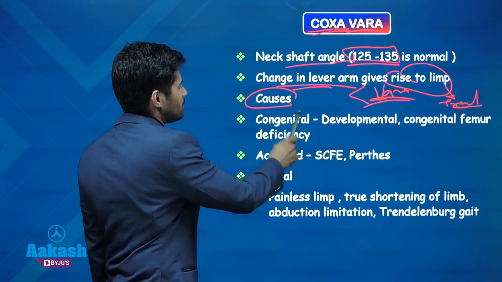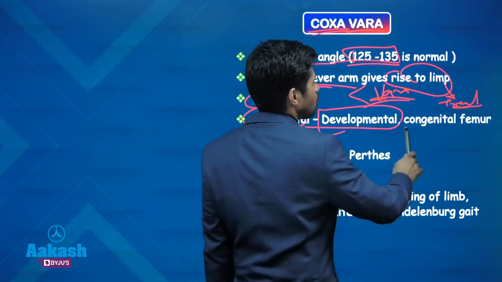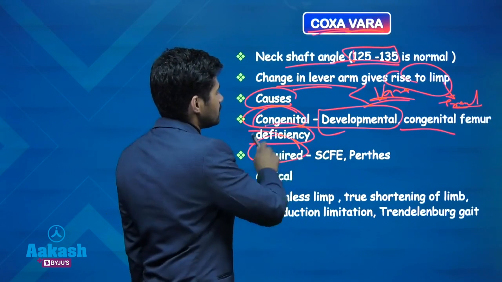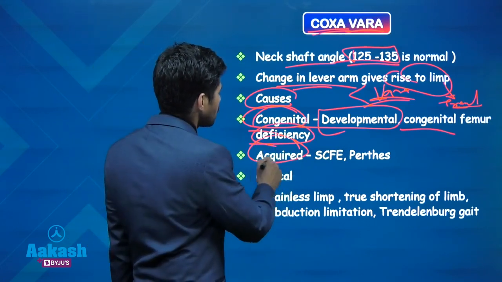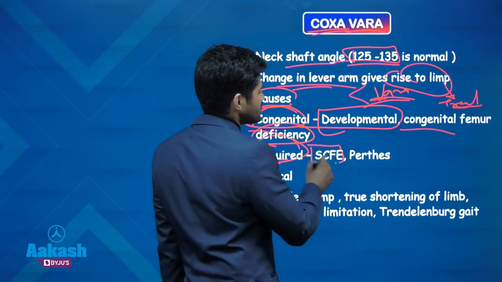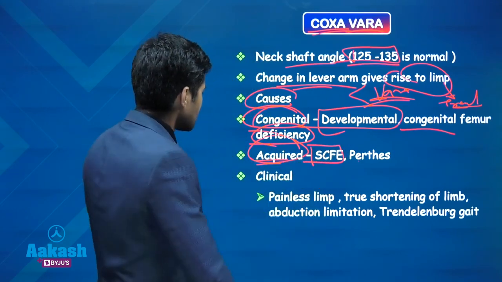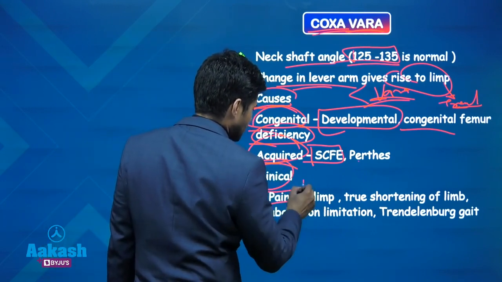The causes can be congenital or acquired. It can be because of developmental causes or congenital femoral deficiency. That is an abnormal femur, just like radial club hand, where some part of the femur is missing. In acquired cases, it can happen in SCFE, slipped capital femoral epiphysis, and Perthes disease. And clinically, it will give rise to a painless limp.